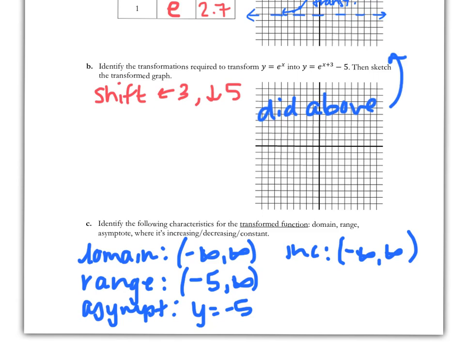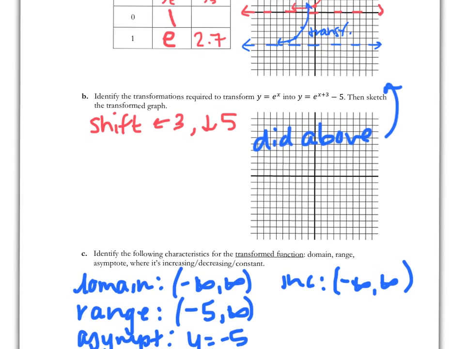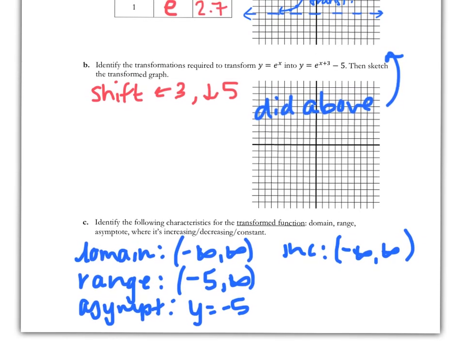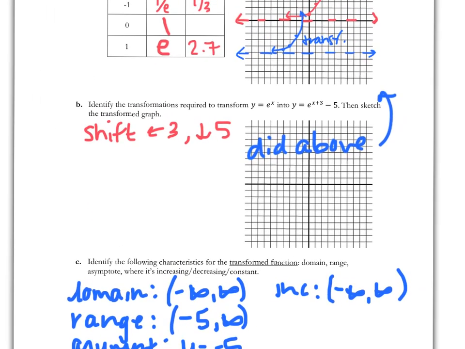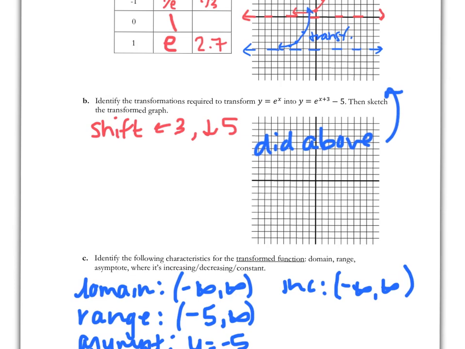Okay, so hopefully you have thought about your characteristics. Based on the graph, again, domain is going to be all real numbers, the way that it has been all along. The range is going to be everything up above the asymptote, so from -5 up to infinity. Your asymptote is down here at y equals -5. And this is one that is increasing everywhere, so we say it's increasing from -infinity to infinity.